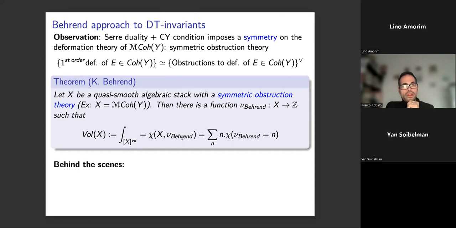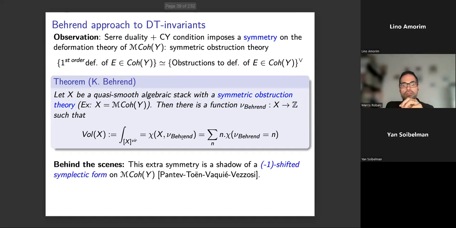So yeah, what I want to emphasize here, and I will come back to this Behrend result in a second, is that behind the scenes, this symmetry in the deformation theory that allows Behrend to construct this function is actually just a residue or a shadow or a way to see the existence of a -1 shifted symplectic form on the moduli space of coherent sheaves.